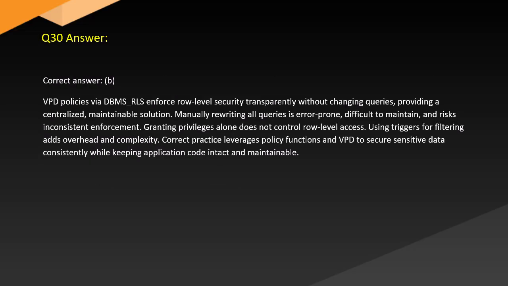Answer. Correct answer: A. VPD policies with DBMS_RLS enforce row-level security transparently without changing queries, providing a centralized, maintainable solution. Manually rewriting all queries is error-prone, difficult to maintain, and risks inconsistent enforcement. Granting privileges alone does not control row-level access. Using triggers for filtering adds overhead and complexity. Correct practice leverages policy functions and VPD to secure sensitive data consistently while keeping application code intact and maintainable.